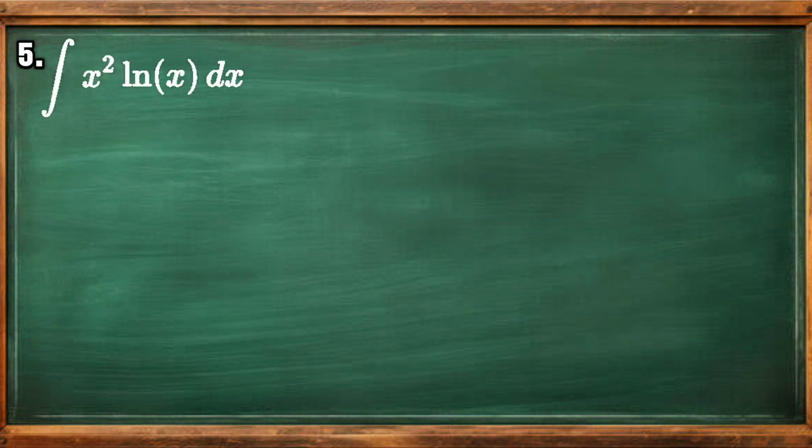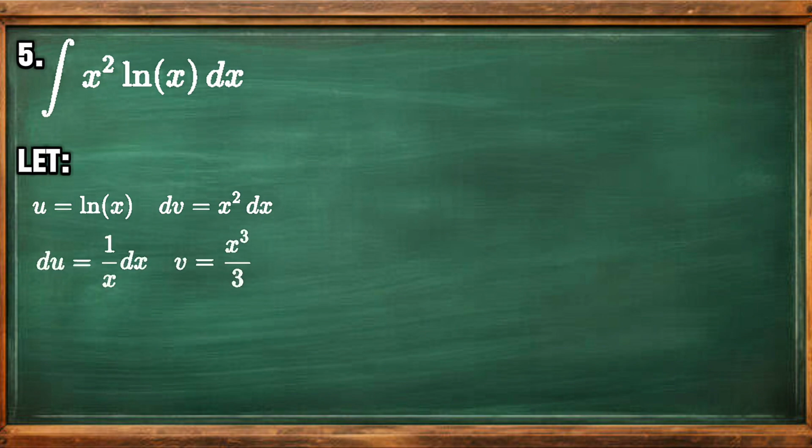To solve the integral of x squared ln x dx, we again use integration by parts. We choose u is equal to ln x, which becomes simpler when we differentiate. And we let dv is equal to x squared dx, which is easy to integrate also. Now, differentiating u is equal to ln x gives us du is equal to 1 over x dx, and integrating dv is equal to x squared dx gives us v is equal to x cubed over 3.